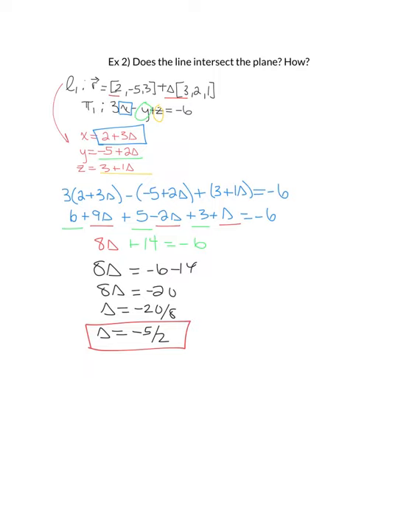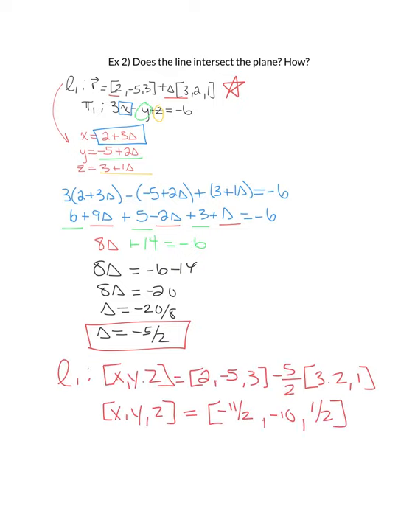What I'm going to do now is take that and plug it back into the equation of a line. So as you can see, I've just plugged my s in here and solved. So 2 minus 5 over 2 times 3, I get negative 11 halves. Same thing for my y and my z, so negative 5 minus 5 halves times 2 gives me negative 10, and then 3 minus 5 halves times 1 gives me 1 half. So what I found here is that this point is the point of intersection between the line and the plane.